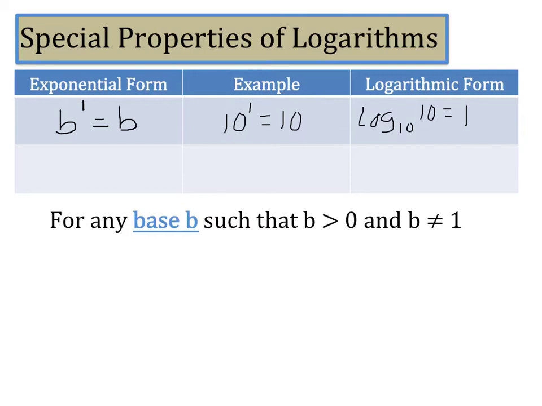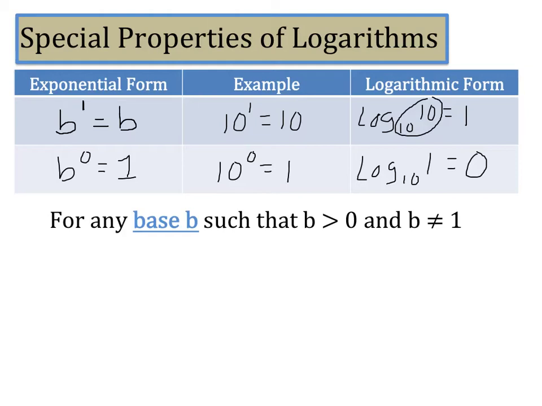Now, let's say we had a base raised to 0. Well, we know anything raised to 0 is just 1. So, for example, let's say I had 10 raised to 0. We know it's just going to be 1. Now, in logarithmic form, if we have log base 10 of 1, we know that's just going to be 0. So the two properties that we've learned are: anytime you have a log of a number with that same base, the answer is just going to be 1. And anytime you have the log of 1, the answer is just going to be 0.